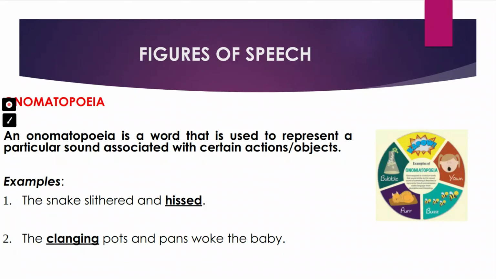Onomatopoeia. When you hear the word onomatopoeia, think sound, sound words. Because an onomatopoeia is a word that is used to represent a particular sound that is associated with certain actions or certain objects. So the crash and the bang and the buzz, all these are examples of onomatopoeic words. Like I said, whenever you think onomatopoeia, you think sound words.